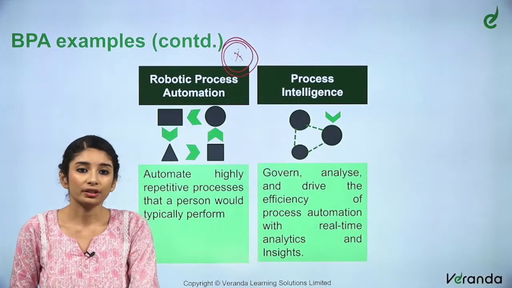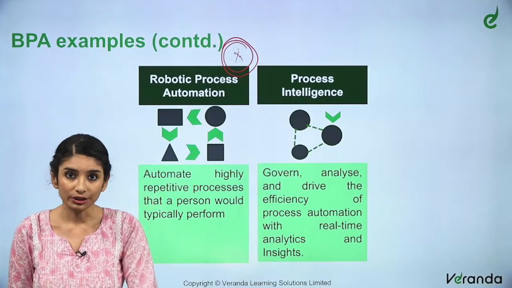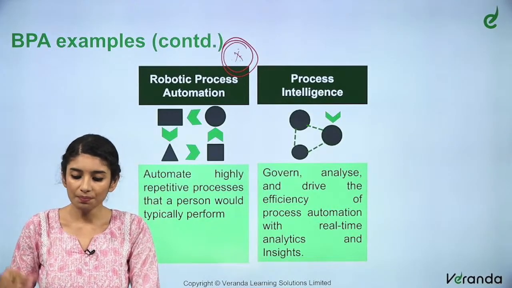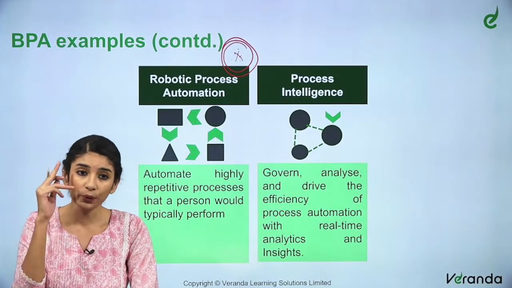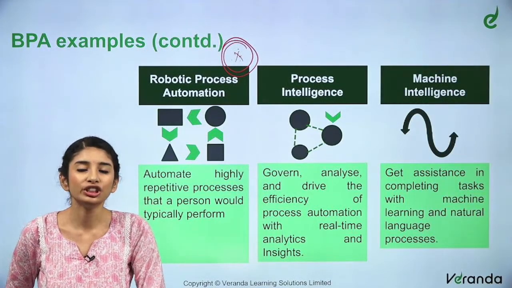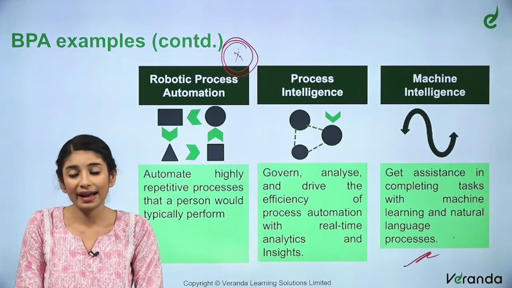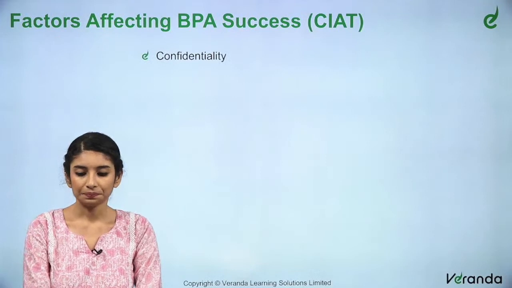This is an emerging technology, robotic process automation. We have process intelligence, where in a process you put all the real-time analytics, all your data analytics techniques that we're going to learn in our chapter number 2. And then we have machine learning. Machine learning using natural languages, your AI, where the systems learn by themselves.